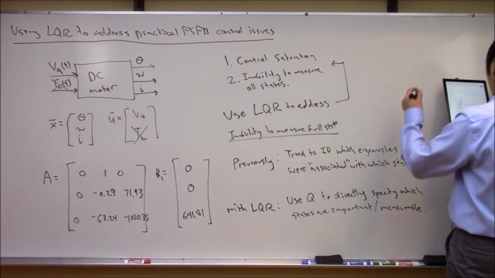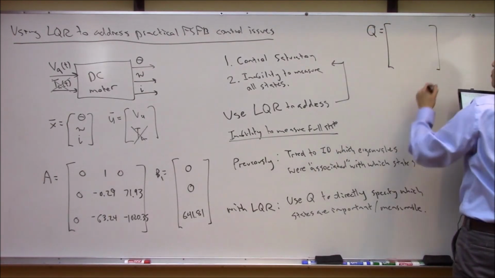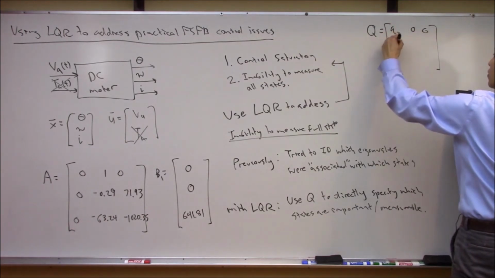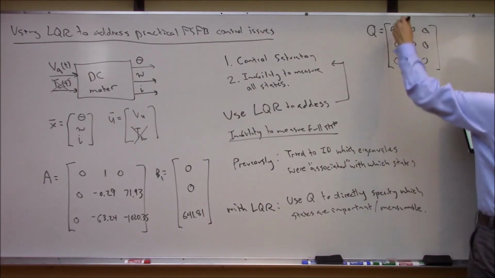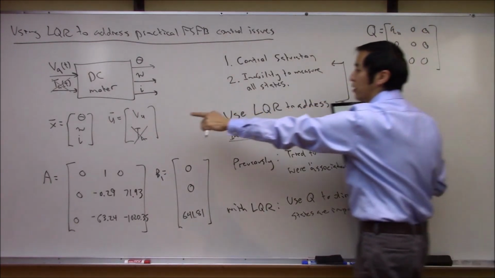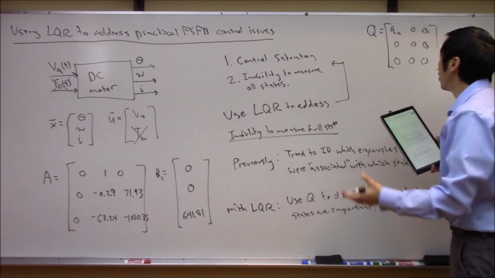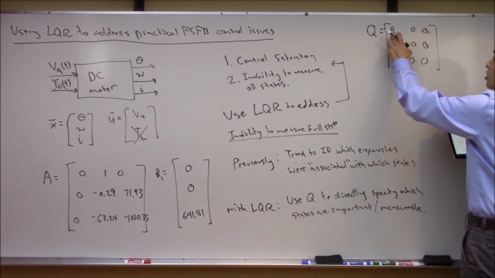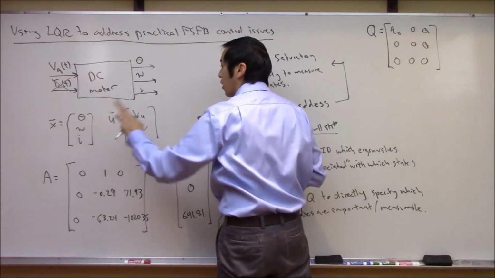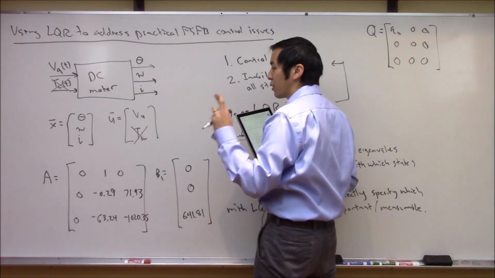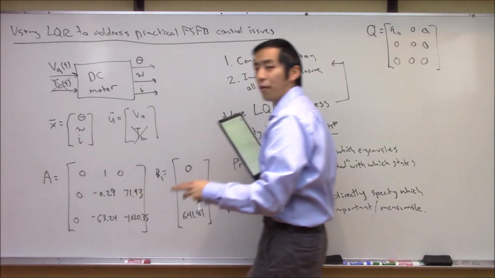So again, let's go to an example. What we might want to try now is this Q matrix. Let's make this a Q11 and then zeros everywhere else. Because what we're saying in this case is I only care about the first state, which was the position of the motor, which happened to be the only thing we directly measure. So the hope is that by only penalizing the state theta, we cross our fingers and hope that the LQR procedure is going to kick out a controller which doesn't really require me to use omega or I much.